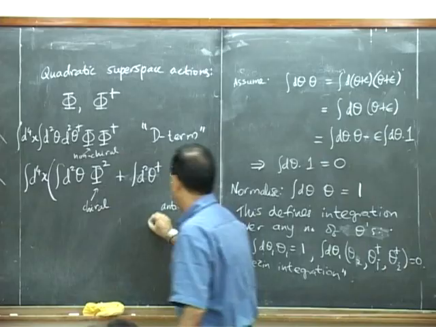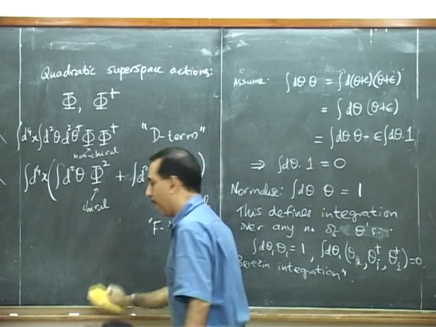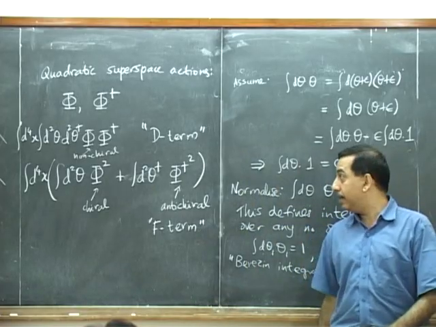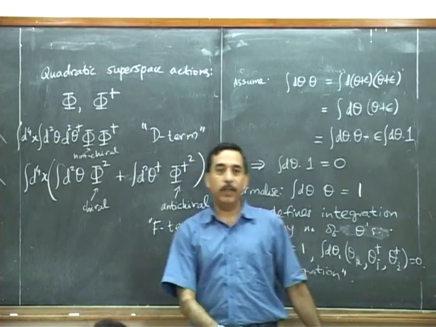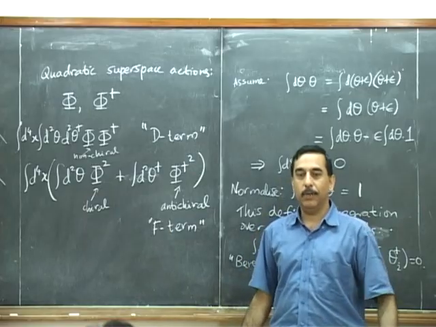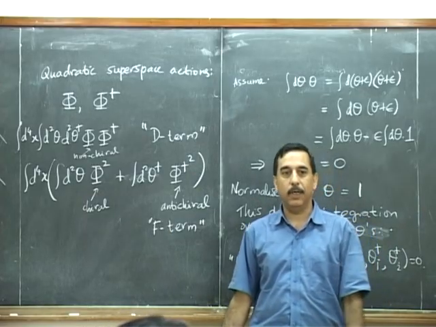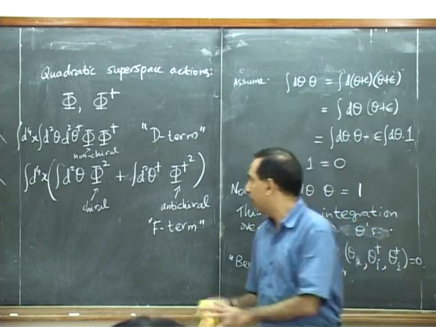And this is what I've called the F term. Is that clear? And is the theorem clear, that if I take any function of a chiral superfield, then it's chiral. If I take a function of the antichiral one, it's antichiral. But if I take a function of both phi and phi dagger, then it's neither chiral nor antichiral. I hope that part is very clear.